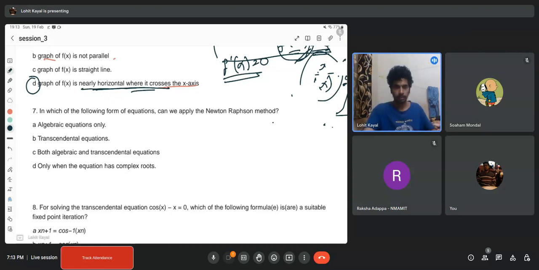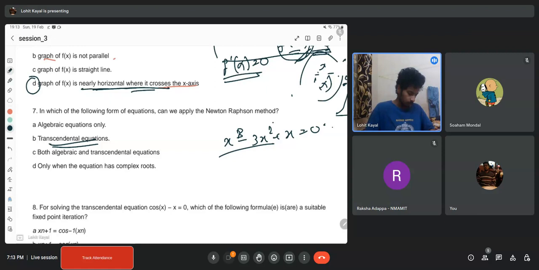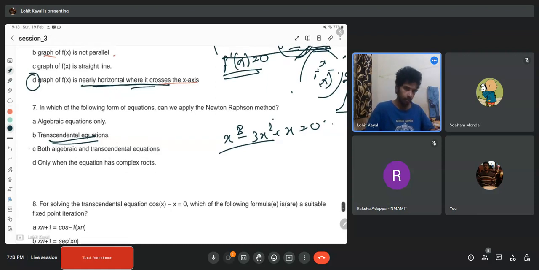So what is an algebraic equation? Suppose x cube minus 3x square plus x equal to 0. The Newton-Raphson technique is very powerful in solving this kind of problem. Similarly, it can also solve transcendental equations as well. So which option will be correct? Option C, that both algebraic and transcendental equations is the correct choice.